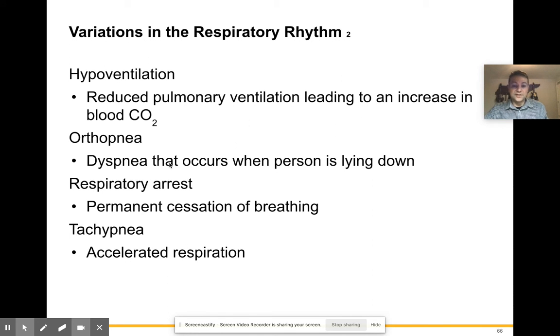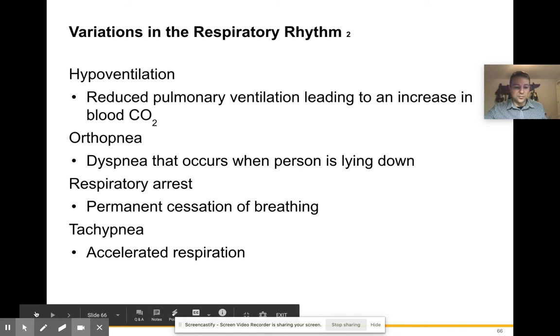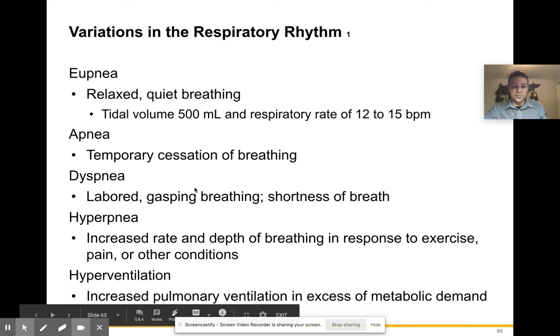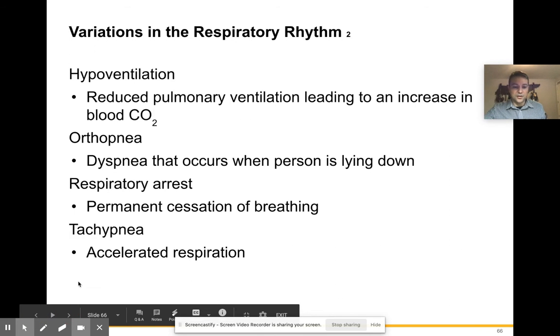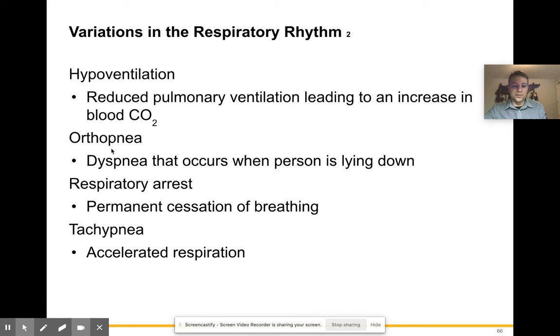Orthopnea is dyspnea that occurs when a person is lying down. It's those gaspings of breath if you were lying down. If we go back one, this dyspnea is labored gasping breaths, shortness of breath. If that's occurring while you're lying down, we call that orthopnea. Sometimes in certain individuals that will only happen to them while they're lying down. They'll be fine. They won't really get dyspnea while standing upright. But when they're lying down, they have issues, and they can find that that's occurring when they're lying down.